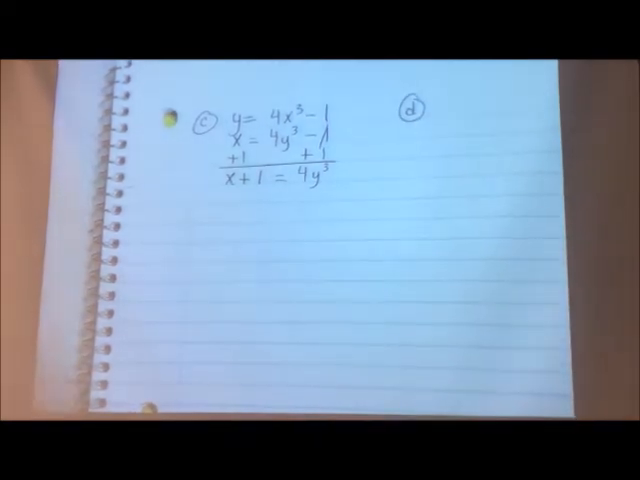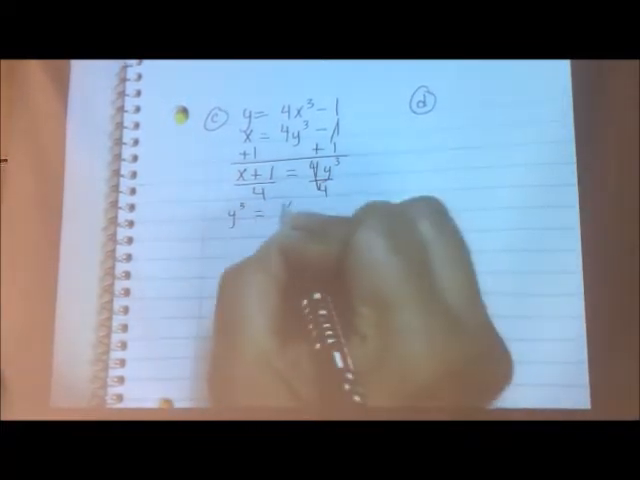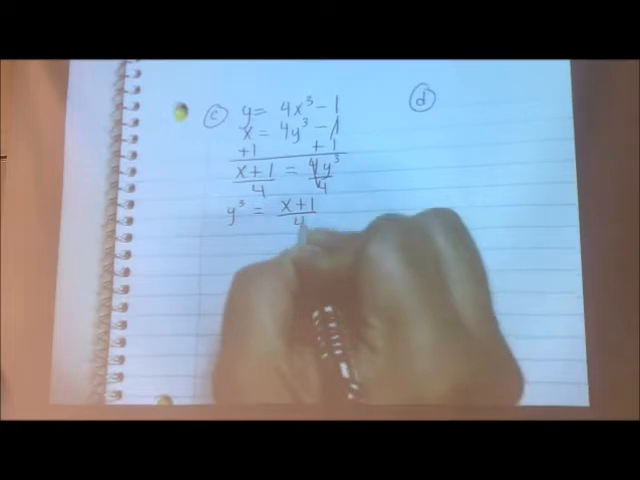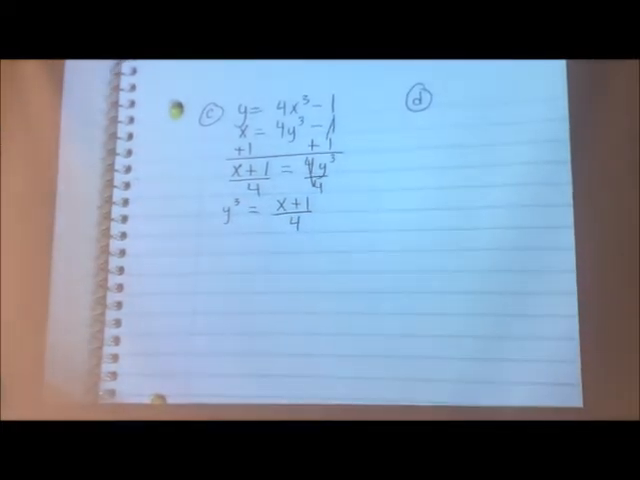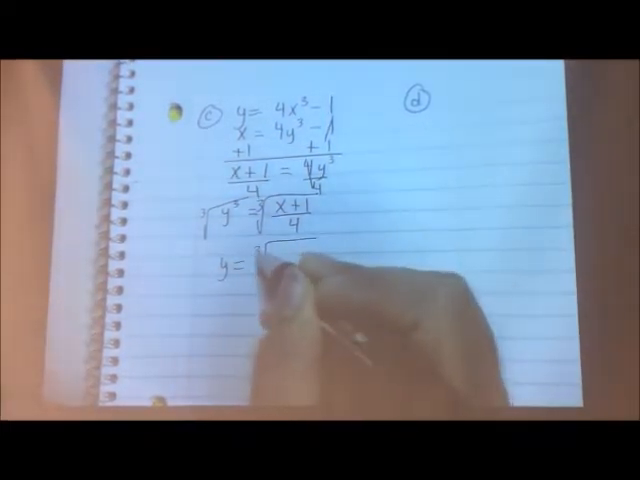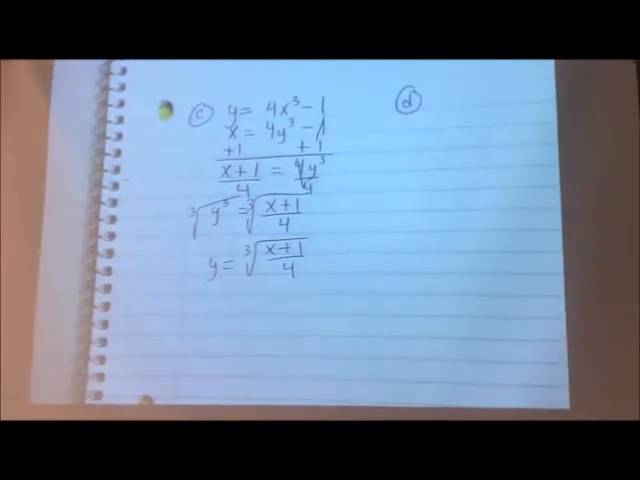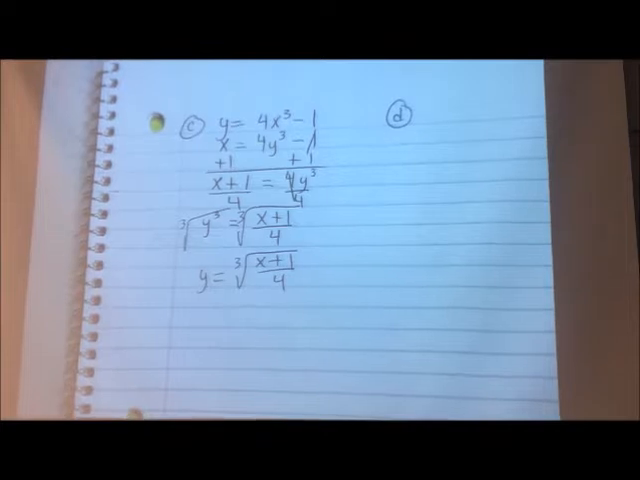What should I do here first? Divide by 4. Divide by 4 is correct. So I'm going to rewrite this way. I like to see my y's on the other side. So what do we do still here? Cube root. So y equals the cube root of x plus 1 over 4.